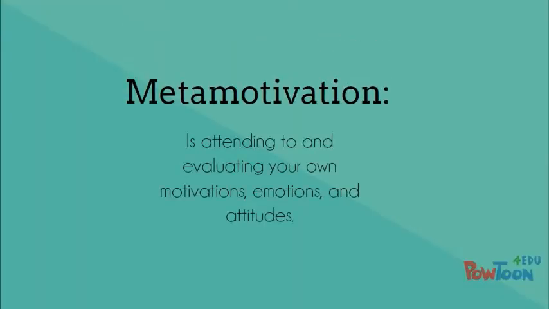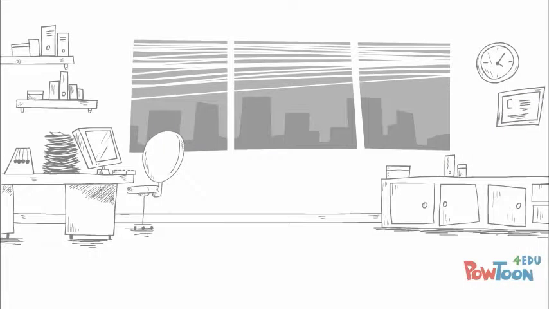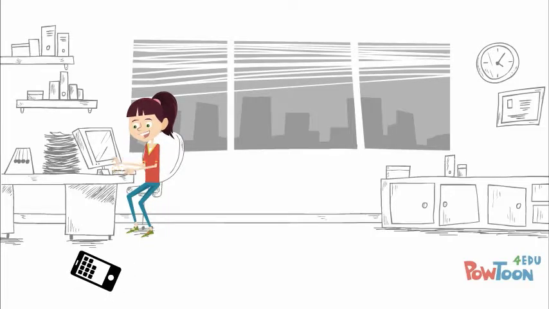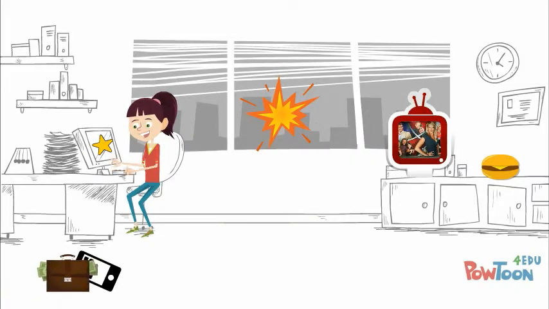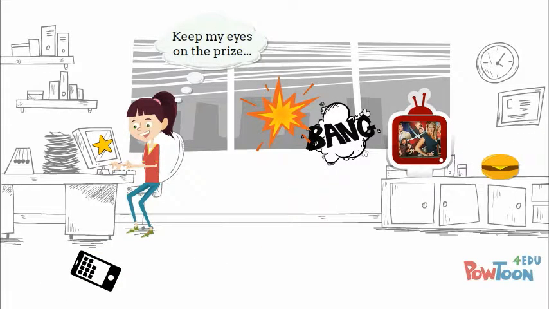Another example of self-monitoring is meta-motivation, which is attending to and evaluating your own motivations, emotions, and attitudes. There are a lot of distractions in our environment every minute of every day, but good self-monitoring is making sure to attend and evaluate your motivations, aka keeping your eye on the prize.